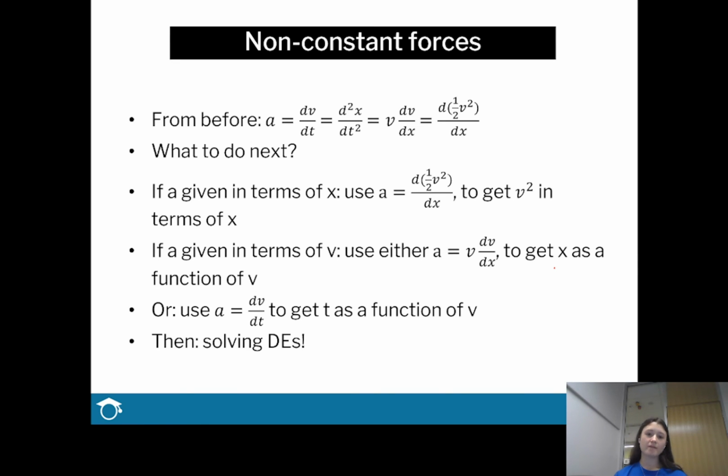So, when you have non-constant forces, this is when we need to use the different acceleration formulas and velocity formulas given to you in the formula sheet. So, if you're given a in terms of x, you're probably going to have to use this formula here. And if you're given a in terms of v, you're going to have to use this one over here to get x as a function of v. And then you're going to have to solve using derivative equations.